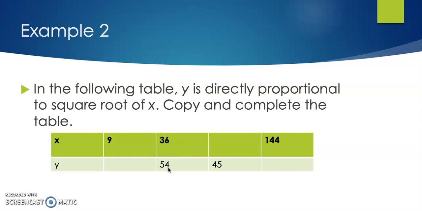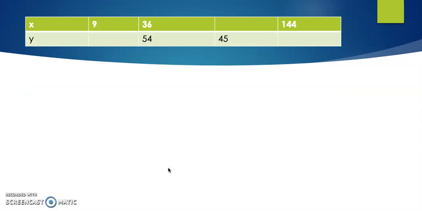First we have to write the proportionality statement. The proportionality statement is y is proportional to square root of x. Now y equals k times root of x. We remove the proportionality sign and put y equals k times root x. Now replace the values given in the table. These two values are given in the table. So replace y with 54 and x with 36. Then root of 36 is 6. So k equals 54 over 6, which is 9.